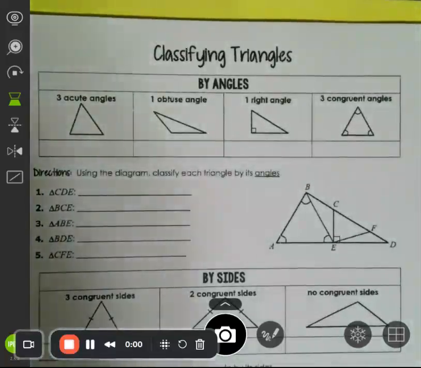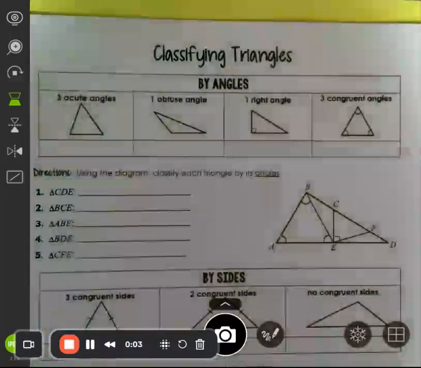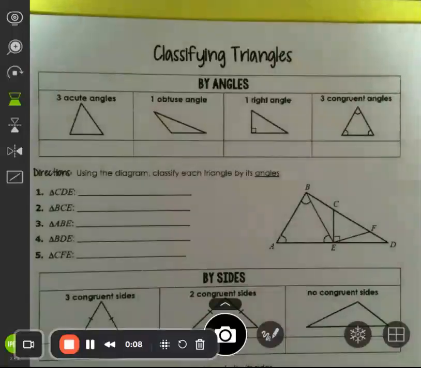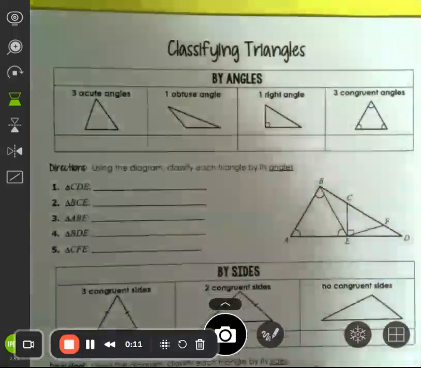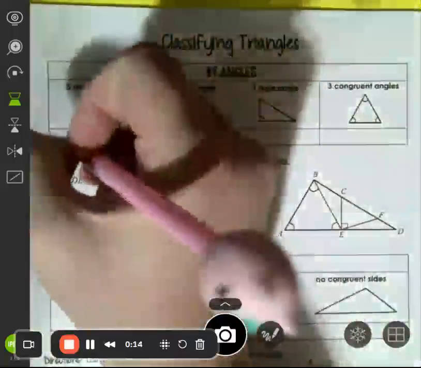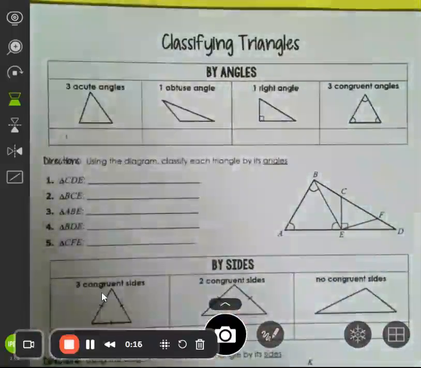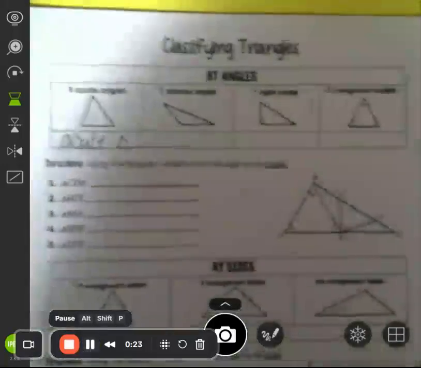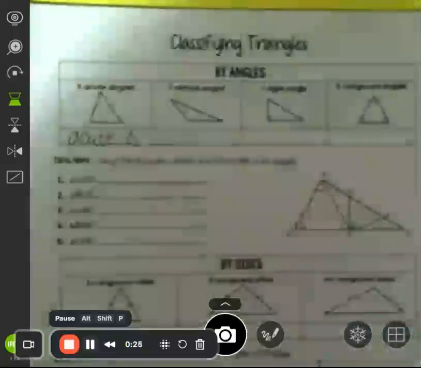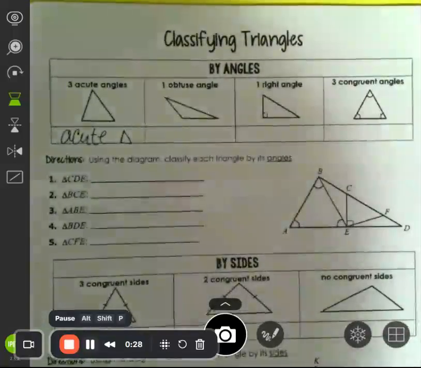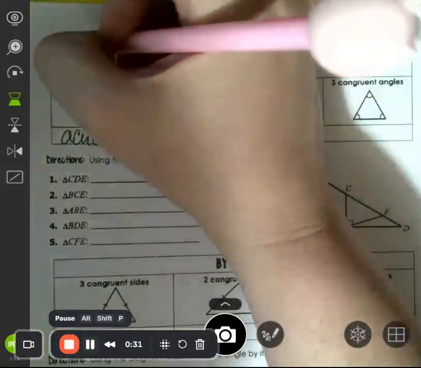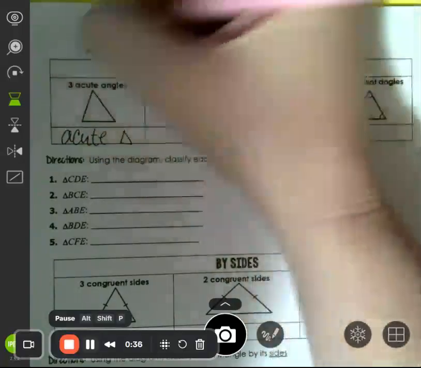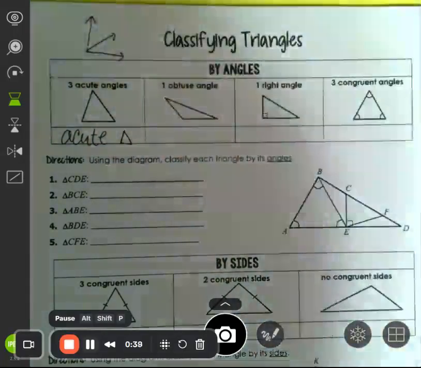Different types of triangles and how to identify them by their sides and angles. So we're looking at classifying triangles. When you have three acute angles, we call this an acute triangle. Remember, acute angles are angles that are less than 90 degrees. Acute things are small.